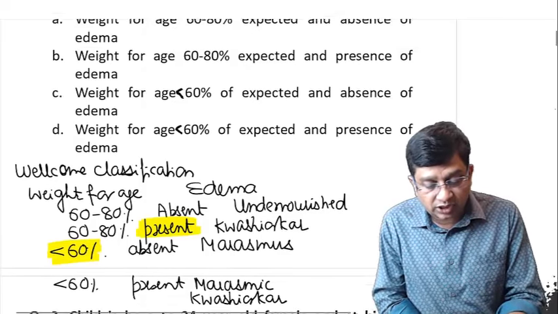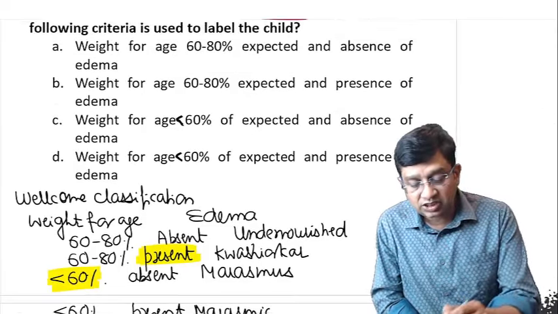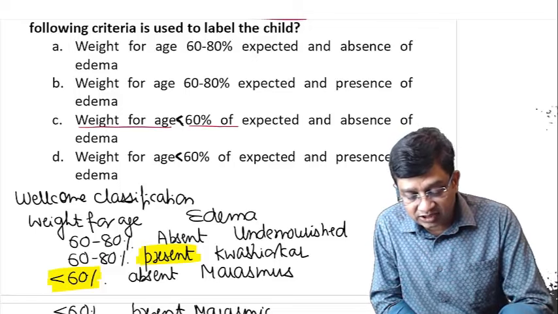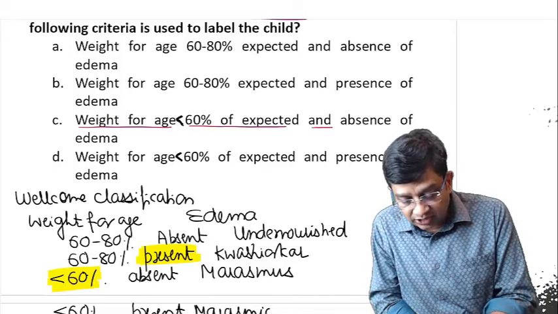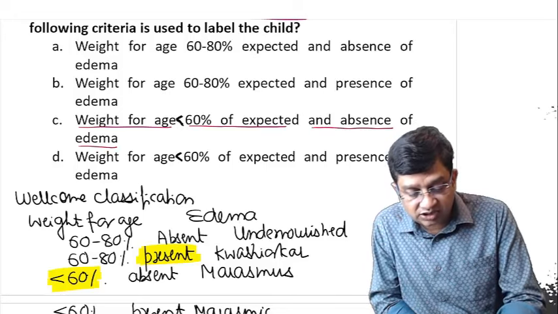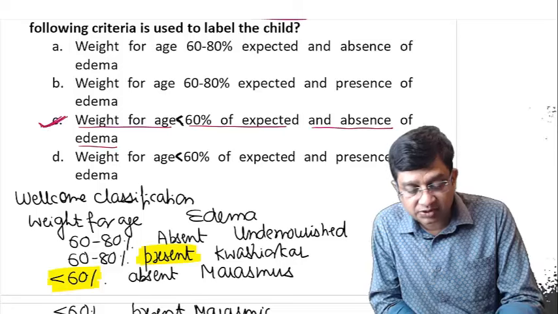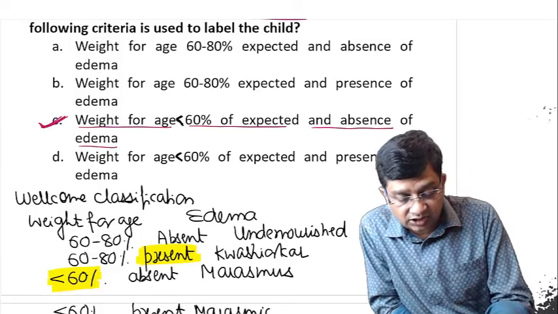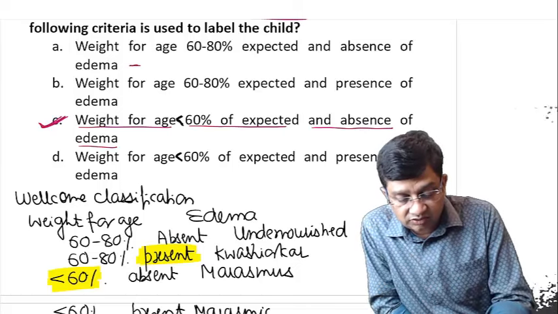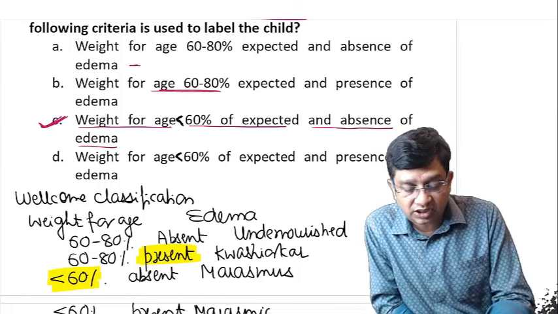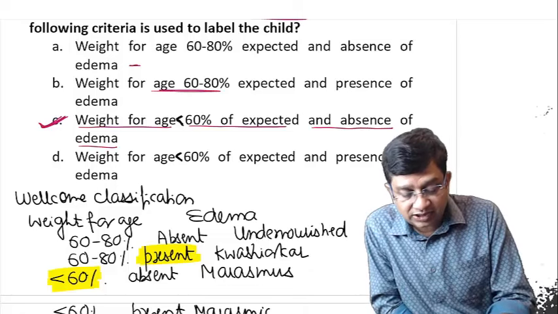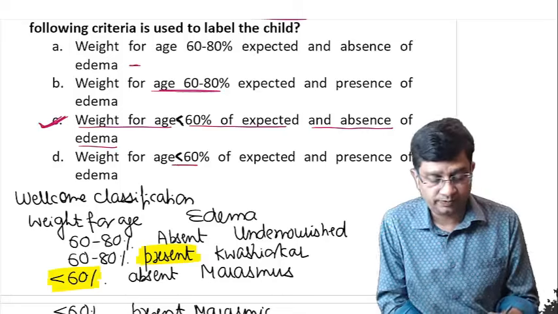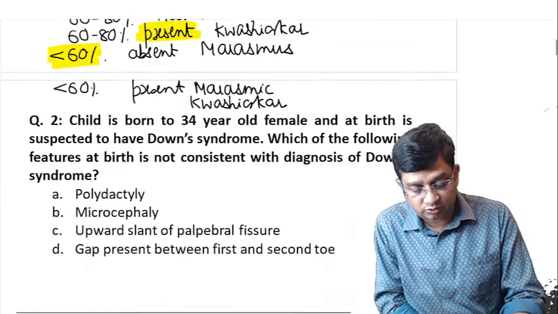So in this question, the criteria for marasmus has been asked, and if you go to the choices, weight for age less than 60% of expected and absence of edema is the criteria for marasmus. If you see the first choice, this is undernourished. This is weight for age 60 to 80% with edema, which is kwashiorkor. Less than 60% and presence of edema is marasmic kwashiorkor. Moving on to the next question.